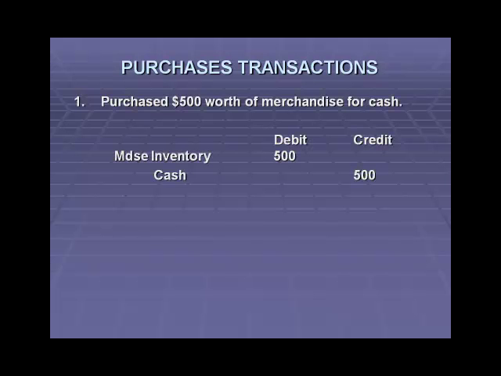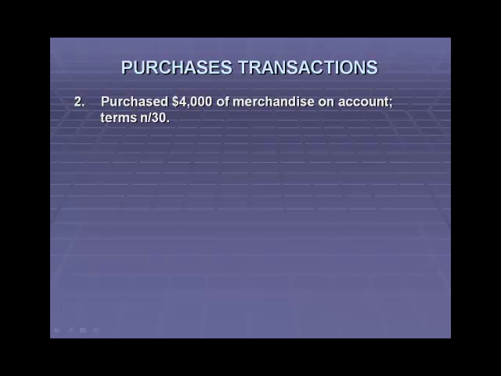What we would do then is debit merchandise inventory. Remember, merchandise inventory is an asset account, with a debit of $500, and we would credit cash for $500 because it's purchased for cash. The second transaction, we purchased $4,000 of merchandise on account, terms N30.